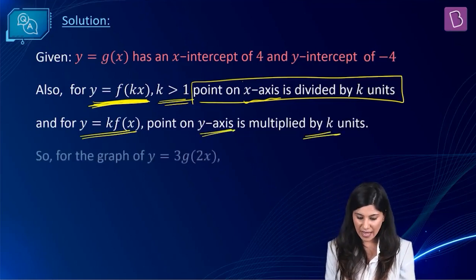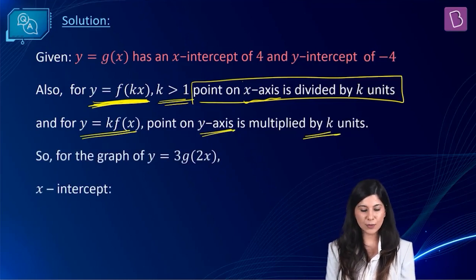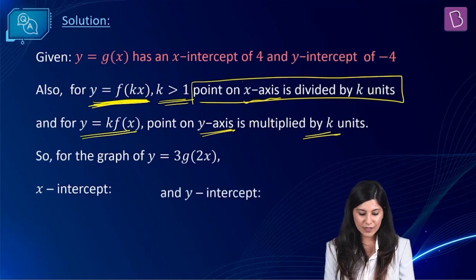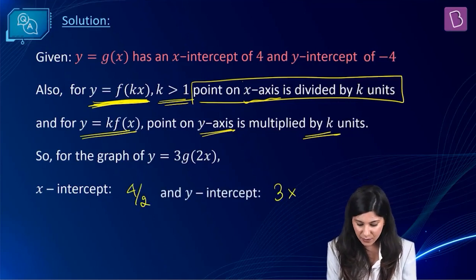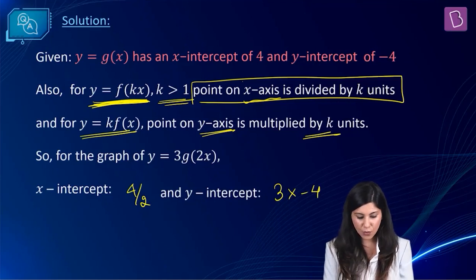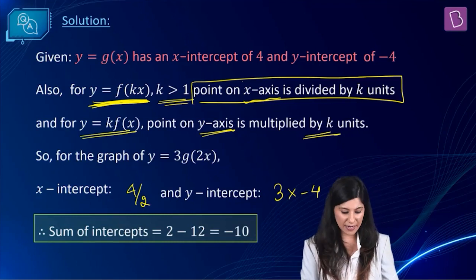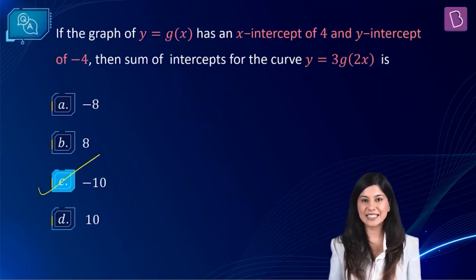So this time what will happen for this particular graph? The x-intercept, which is 4 units, will get divided by 2, right? So 4 by 2, and the y-intercept will get multiplied with 3. So overall, what do we have? 2 and minus 12. The sum of these two would be minus 10. Of course, we already know option C is the right answer. Got it?